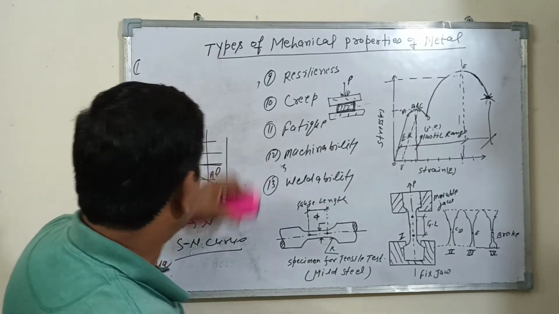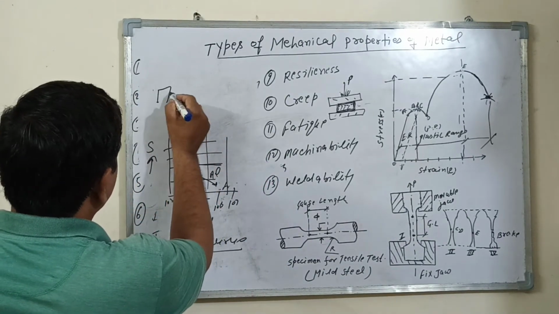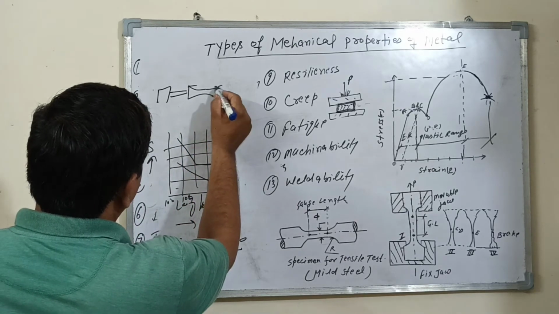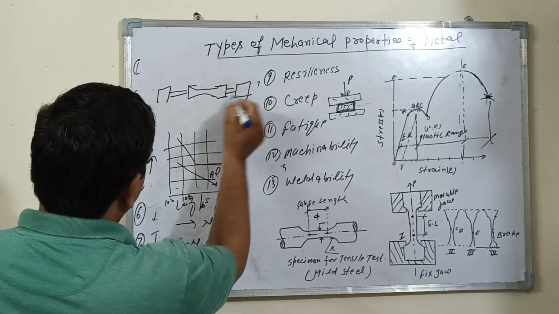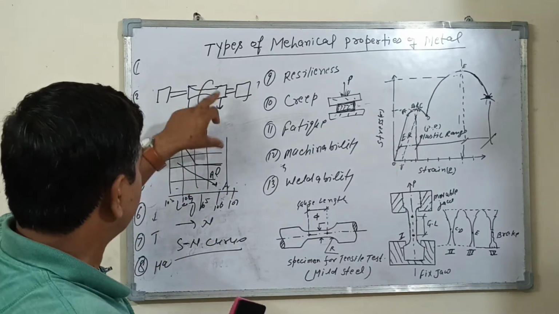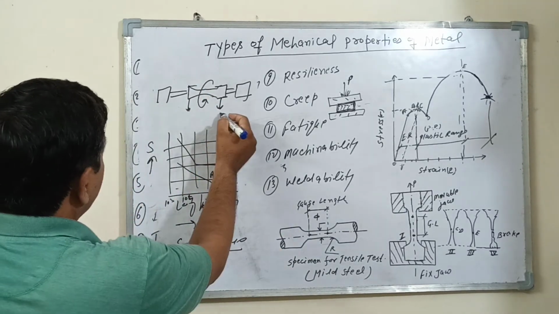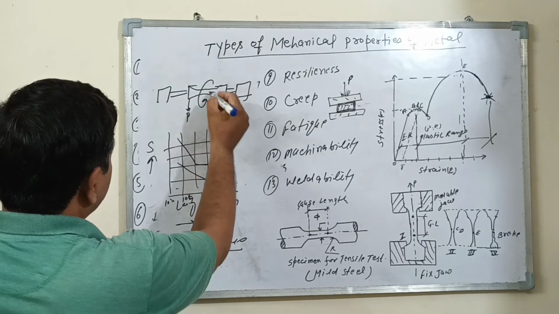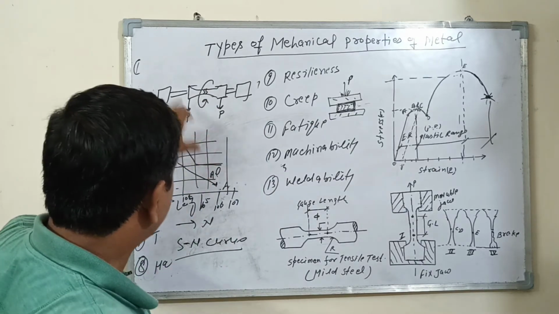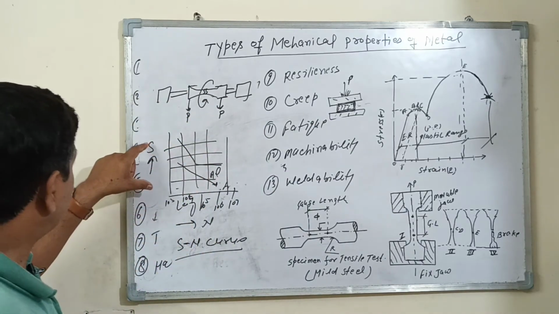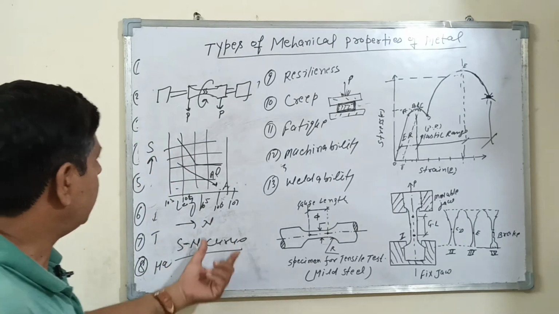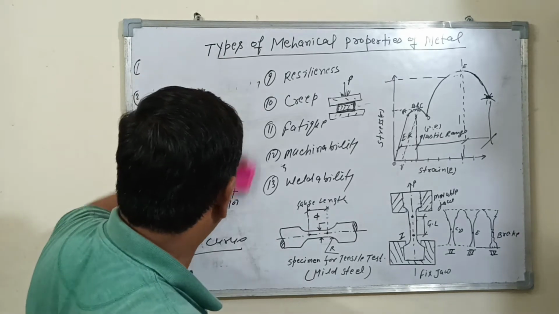For checking the fatigue, this is the motor, this is a shaft, this is the specimen, and this is the bearing where the load is applied. The workpiece rotates for a number of cycles while the load is applied here. After some time, the workpiece will break here. So you can draw this diagram: the load applied versus the number of cycles is the SN curve. This is the method of checking the fatigue test.